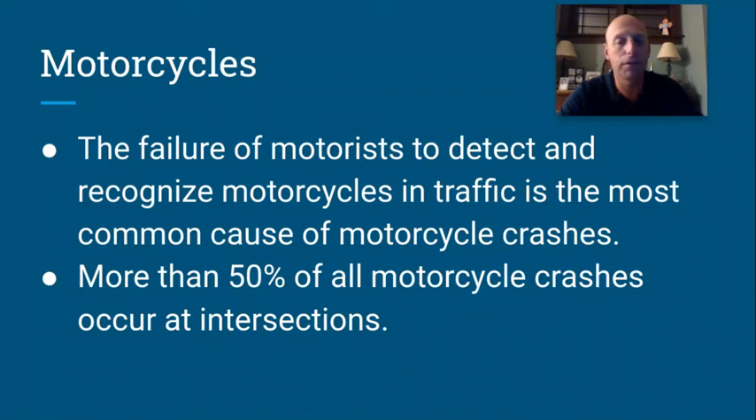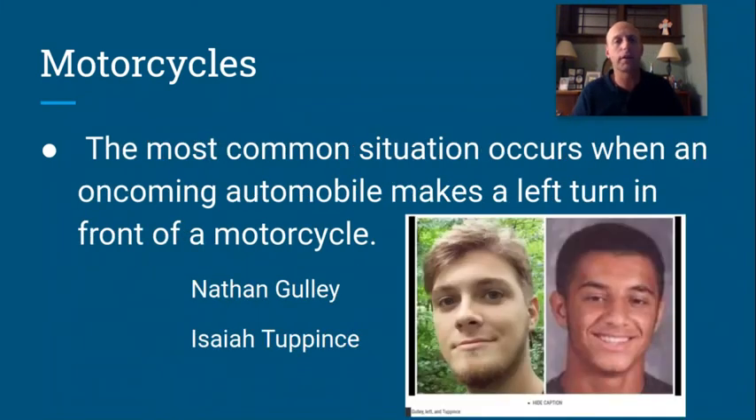More than 50% of all motorcycle crashes occur at intersections. And intersections are inherently dangerous. That same statement is true for even non-motorcycle related crashes. More than 50% of all crashes occur at intersections because that's where you have cars crossing paths. So, of course, you are increasing the chance that a crash is going to happen. But it's especially dangerous for motorcycles because, as we said, they don't have as much protection.